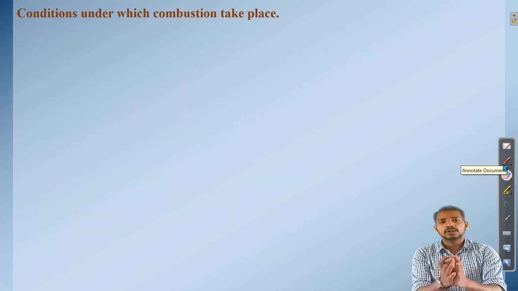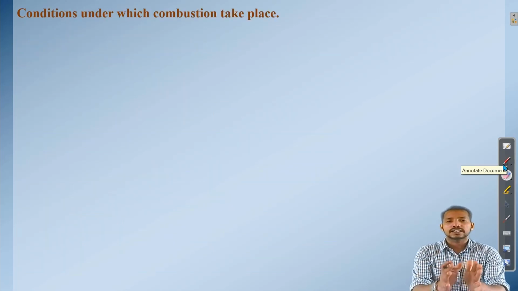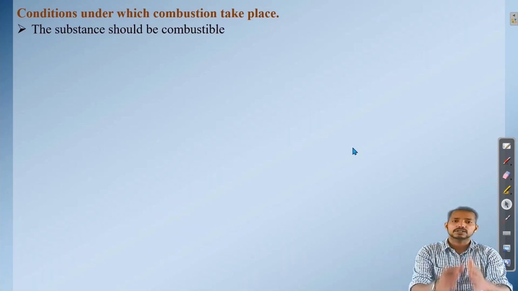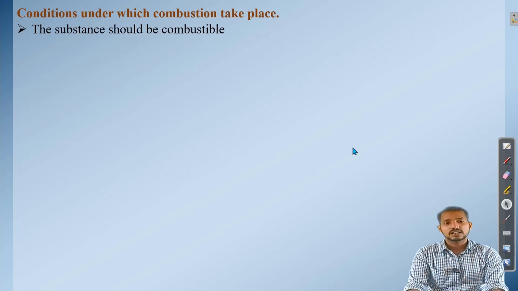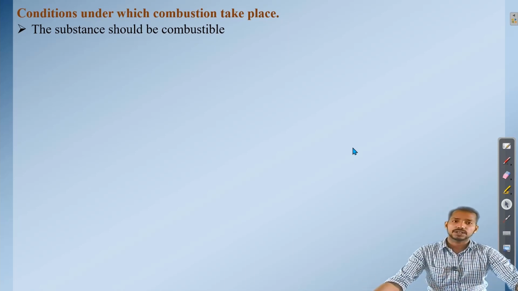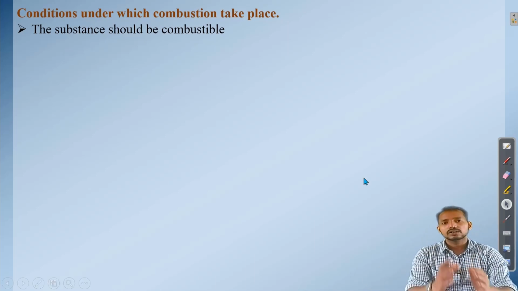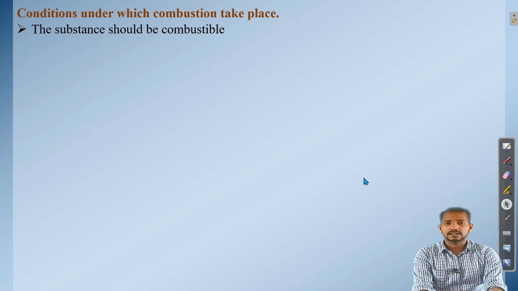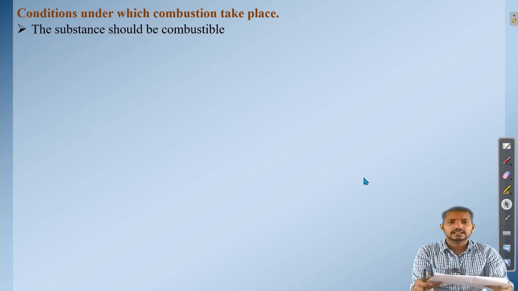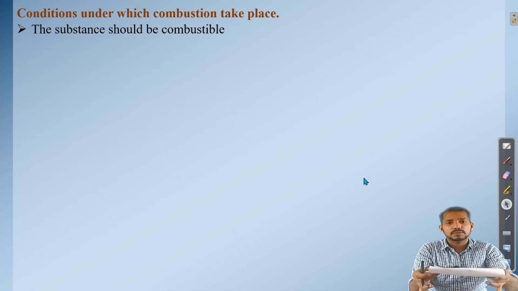Now let's discuss the conditions required for the process of combustion to take place. The substance which we are trying to burn should be combustible. That is a necessary condition, because if the substance is not combustible, then the combustion process will not take place. So the first condition is that the substance should be combustible. Then what can you think about the second condition? Even if the substance is combustible, for example, suppose we take a paper and keep it undisturbed. Will anything happen? Nothing will happen and this paper will not burn.